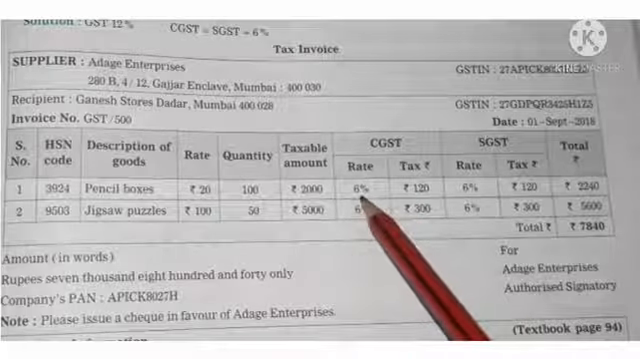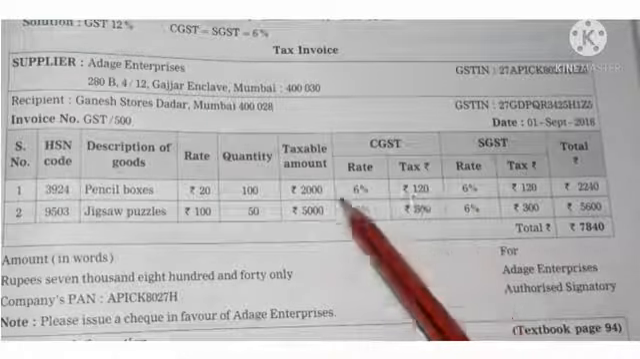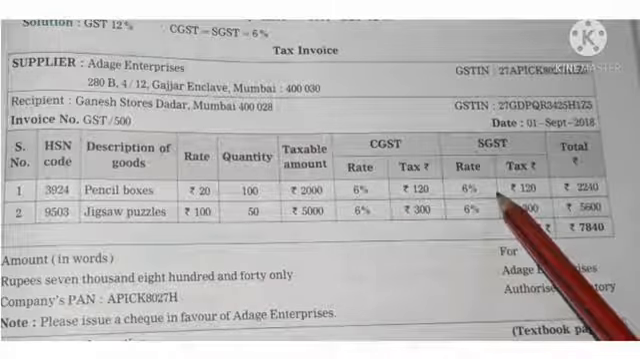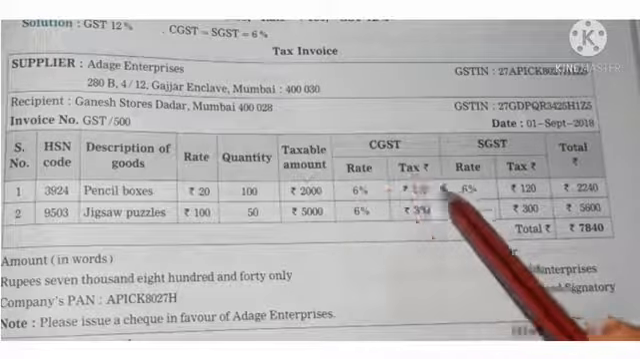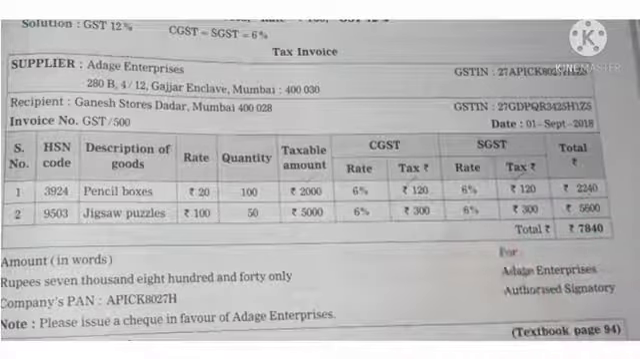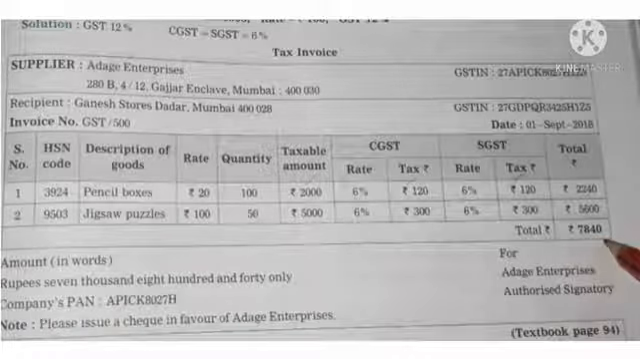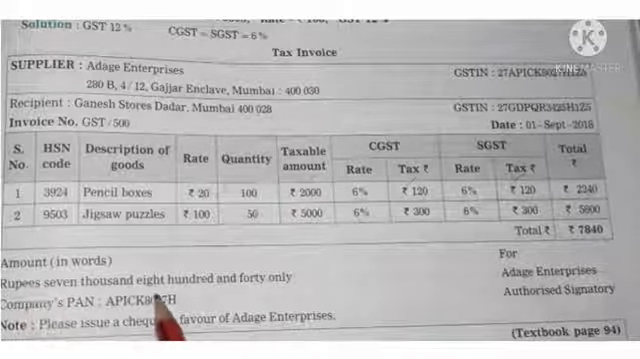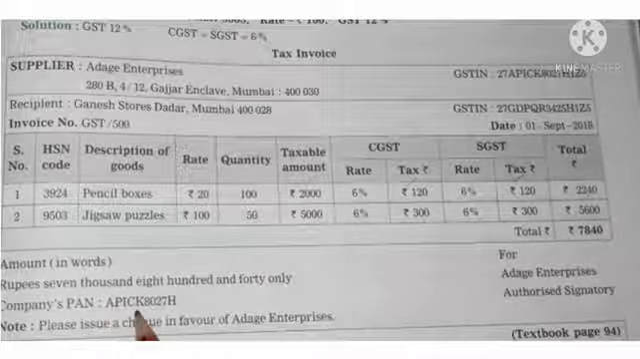Rate of CGST is 6%. So 2000 into 6%, you get the answer 120. 5000 into 6%, you get the answer 300. Same for SGST. And total, how do we calculate? Taxable amount plus CGST plus SGST, you get the total amount. Here also same. So total amount is 7840. So amount in words, you can write here, amount in words rupees 7,840 only. Company's PAN number is given here.